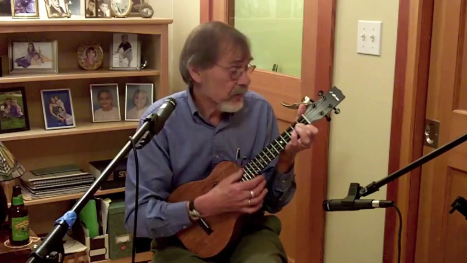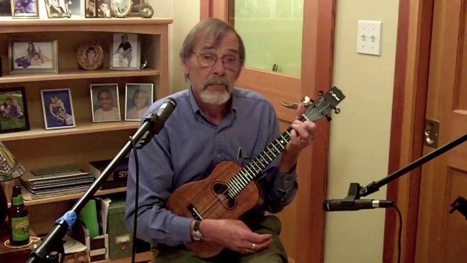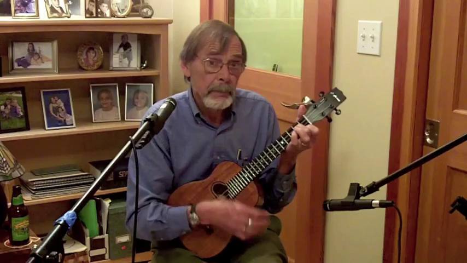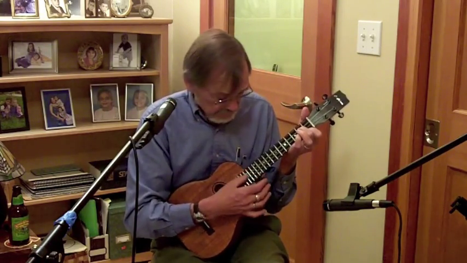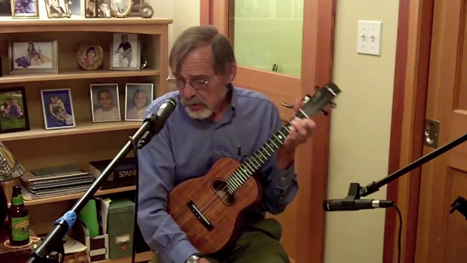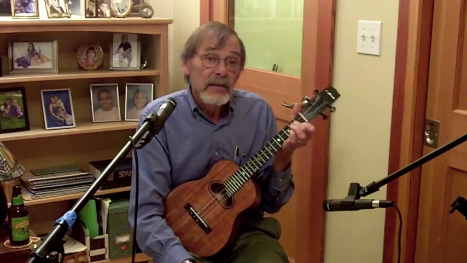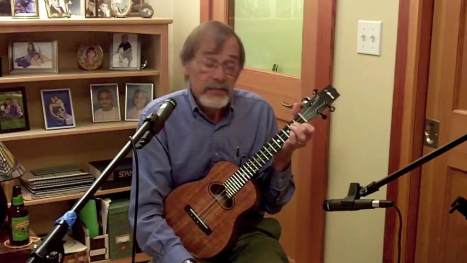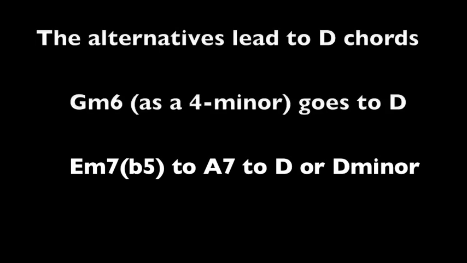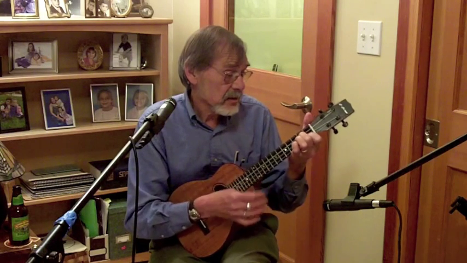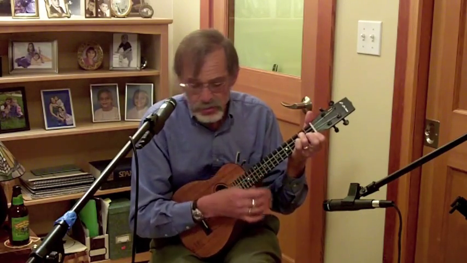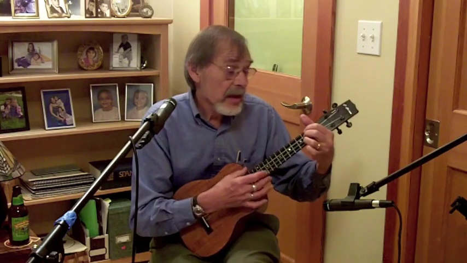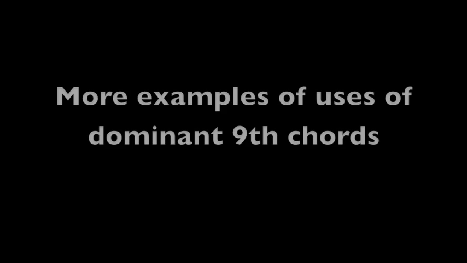Just like a C7 would go to an F, so will a C9. But a C9, this chord, is also an E minor 7 flat 5. So G minor 6 can go directly to the 1, or E half diminished can go to A 7th and then to D.